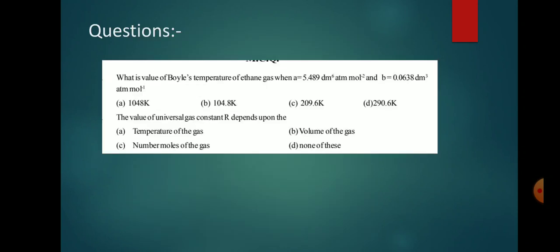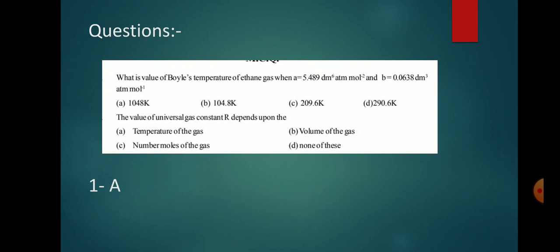Let us discuss some of the questions. First question: what is the value of Boyle's temperature of ethane gas when a is equal to 5.489 decimeter power 6 atmosphere mole per square and b is equal to 0.0638 decimeter cube atmosphere per mole? Option A 1048 Kelvin, option B 104.8 Kelvin, option C 209.6 Kelvin, option D 290.6 Kelvin. The answer is option A, 1048 Kelvin.